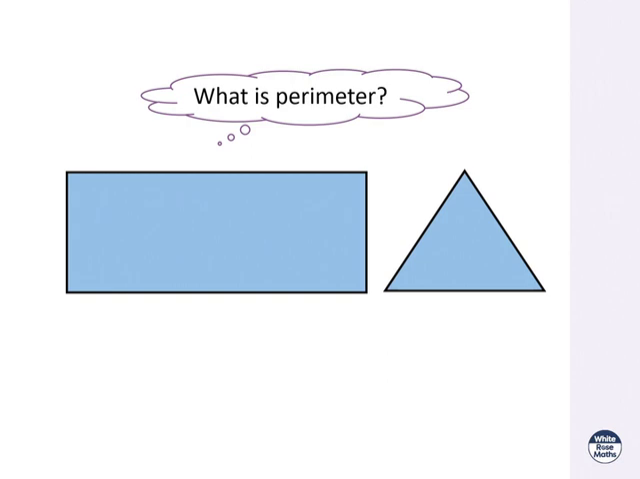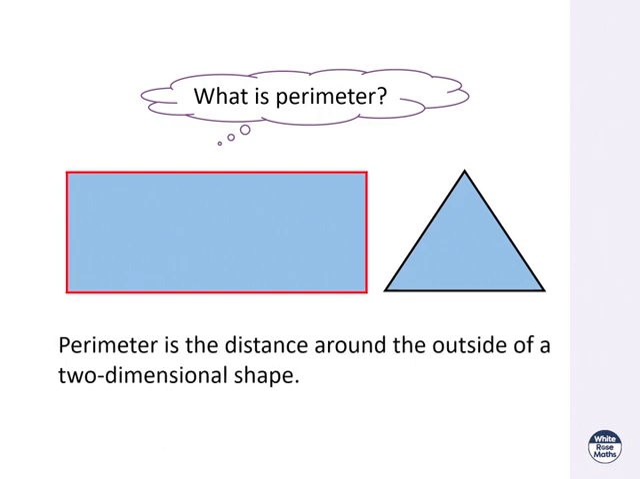Let's remind ourselves of the definition of perimeter. And here we have two shapes. The perimeter is the distance around the outside of a two-dimensional shape. So let's think about the perimeter of this triangle. This would still be the same, the distance around the outside of the shape.